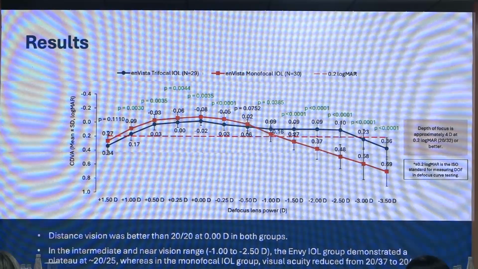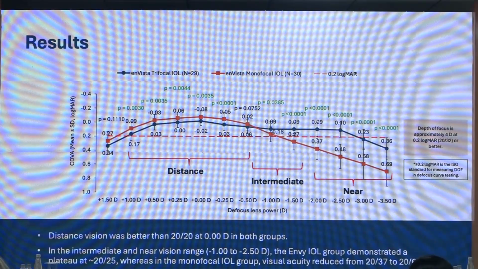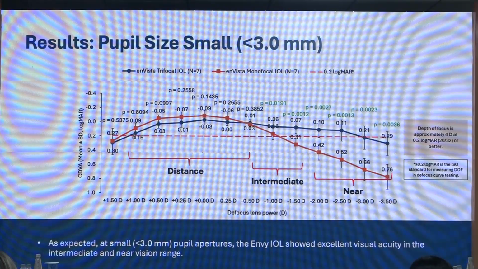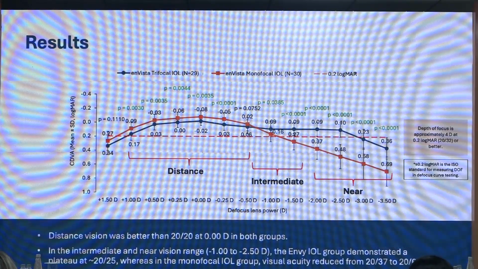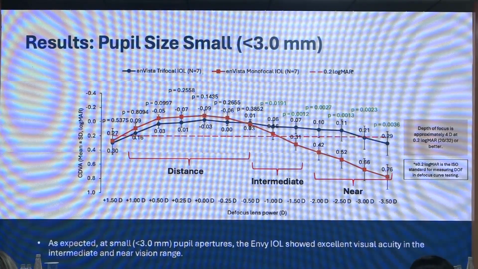So there's a built-in feature to Envista Envy that's little known. This is the focus curve. You can see this is Envista Envy in the blue and Envista Monofocal in the orange. Higher is better. This is the distance portion of the curve. This is the intermediate. This is the near portion. When we look at small pupil size, you can see from the overall data to the small pupil size, the curves are basically the same.